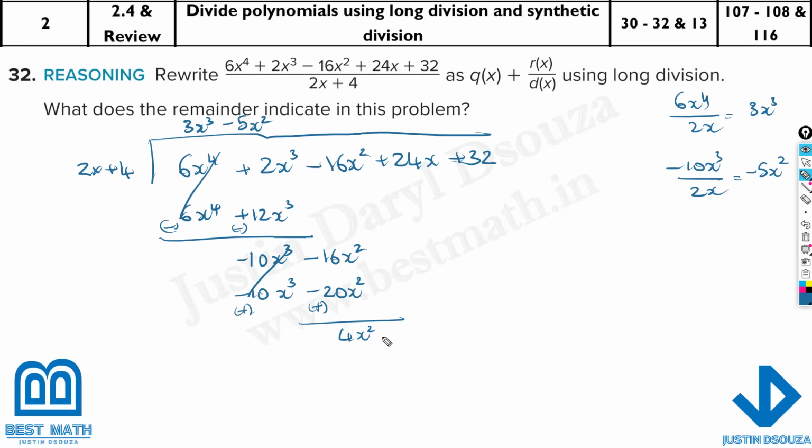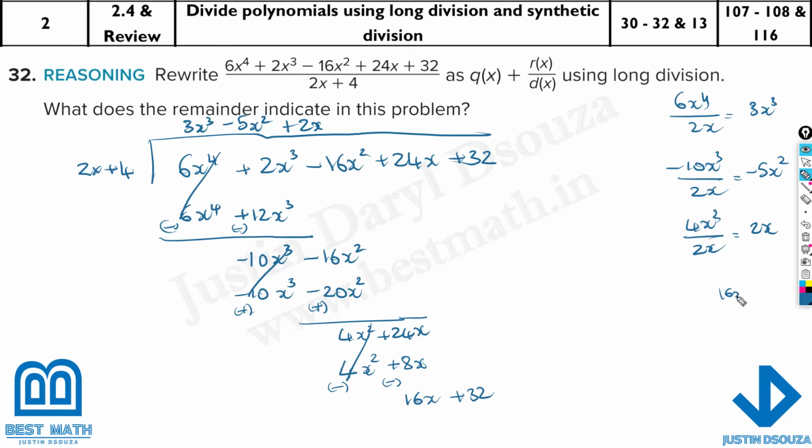And then bring the next term, it'll be plus 24x. And what happens is 4x squared divided by 2x is equal to 2x. So now we need to add it with 2x and multiply to double check it. 2 times 2 is 4 and x times x is x squared, and then 4 times 2 is plus 8x, and this cancels off. Then over here it'll be 16 plus 16x, and bring the 32 down.